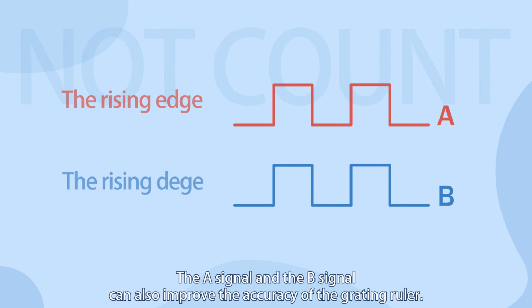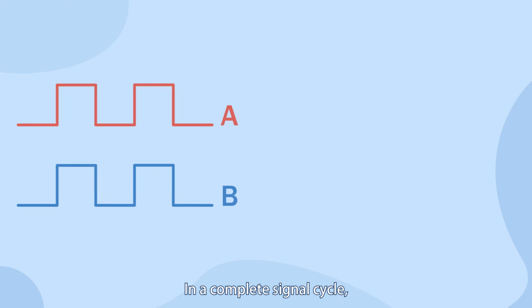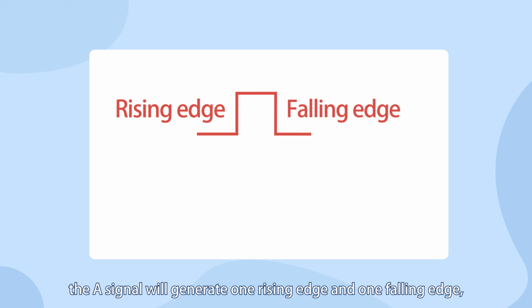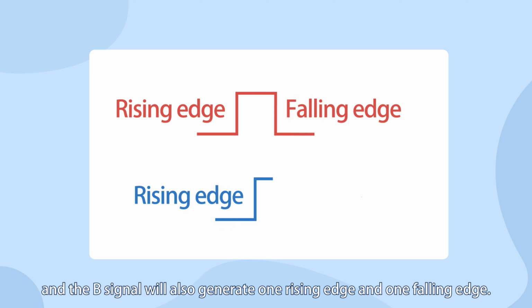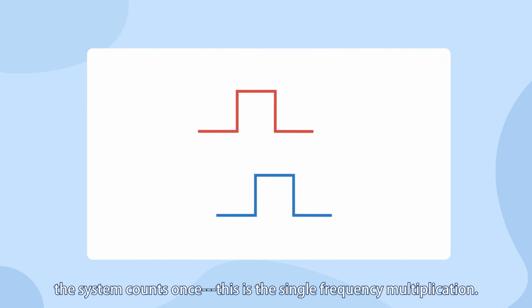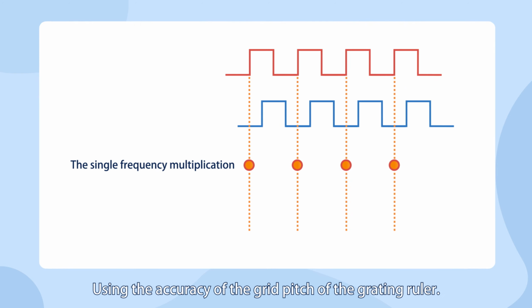The A signal and the B signal can also improve the accuracy of the grating ruler. In a complete signal cycle, the A signal will generate one rising edge and one falling edge, and the B signal will also generate one rising edge and one falling edge. Whenever the rising edge of the A signal arrives, the system counts once. This is the single frequency multiplication, using the accuracy of the grade pitch of the grating ruler.